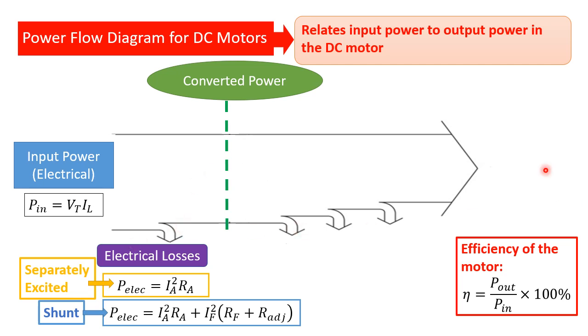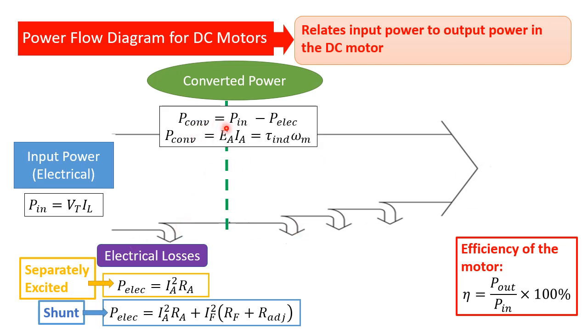After we deduct the electrical losses, we get the converted power. So converted power is input power minus the electrical losses. Another way to calculate converted power is EA times IA, and this will equal induced torque times omega m. So converted power is the power converted from electrical to mechanical form. Everything after this line is mechanical power.